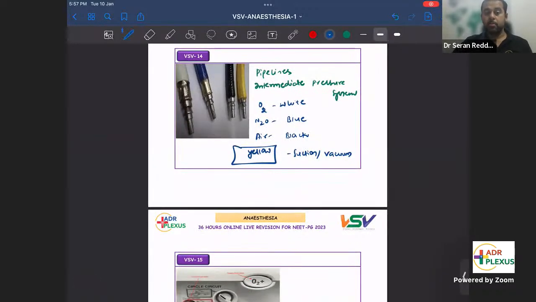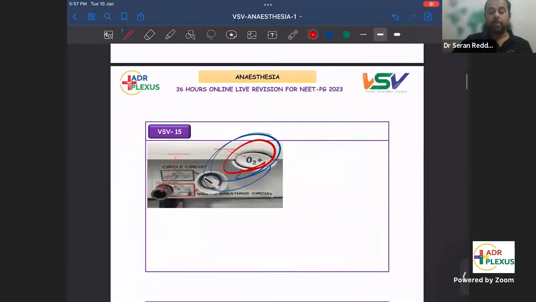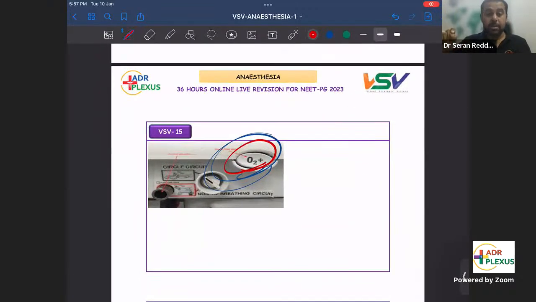Then another important thing of the intermediate pressure system is O2 plus, that is the oxygen flush. By just seeing this O2 plus symbol, you have to identify this is an oxygen flush, which is used in hypoxic emergencies to deliver oxygen directly to the patient, bypassing all the vaporizers, so that the patient can be brought out of hypoxia. But what are the disadvantages? It may cause barotrauma, it may cause volutrauma.